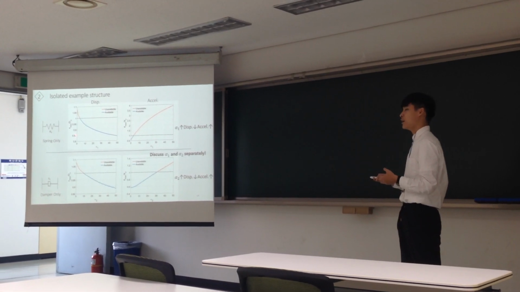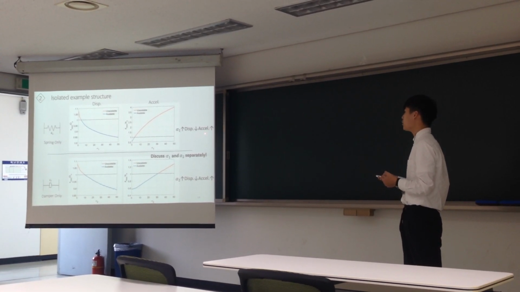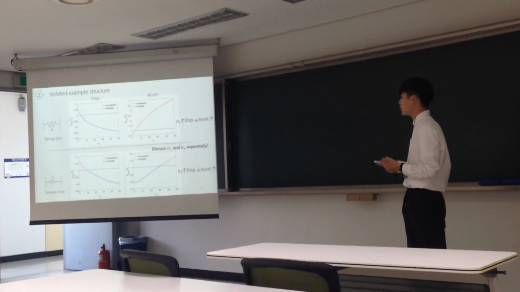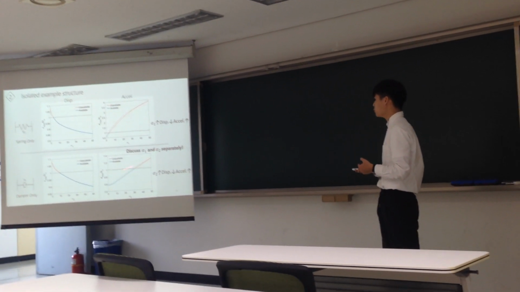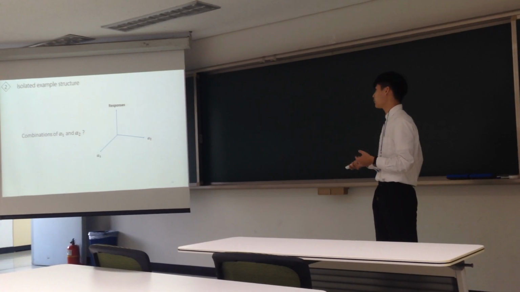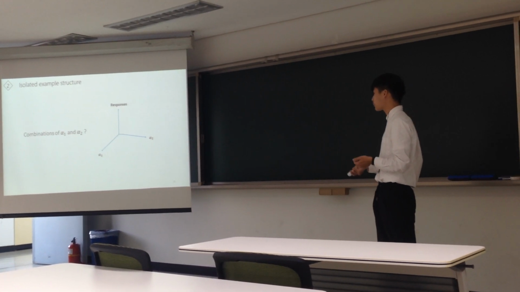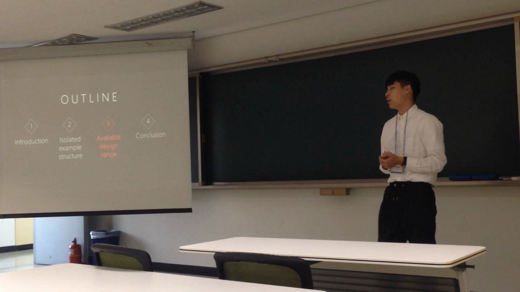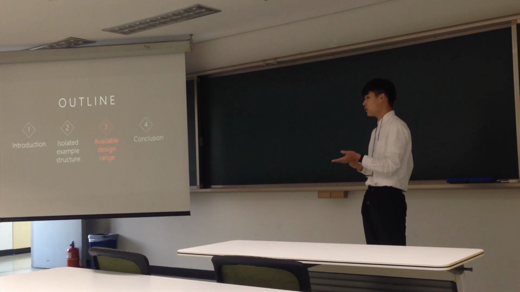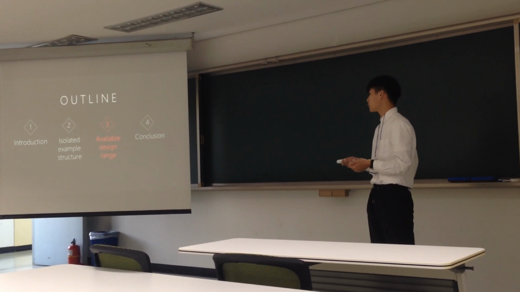which is the blue line here. And the acceleration will fall into the unavailable range, which is the red line here. So as alpha 2. And what about the combinations of alpha 1 and alpha 2? The combinations of alpha 1 and alpha 2 can give us the final available design range.